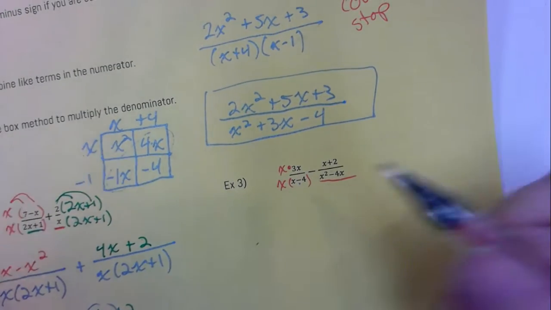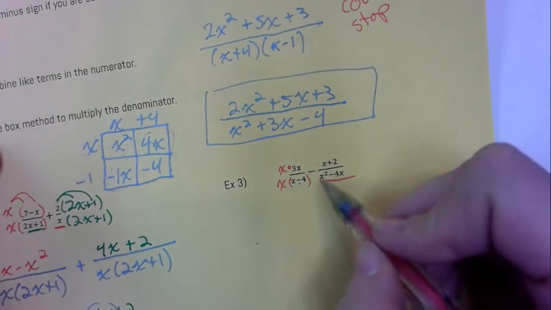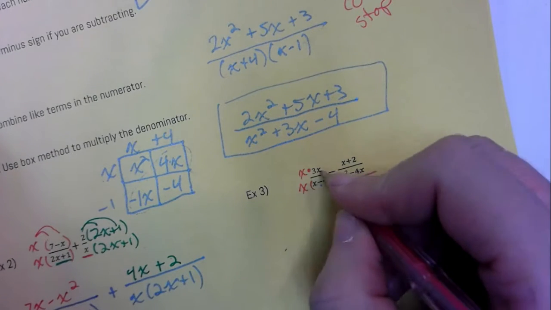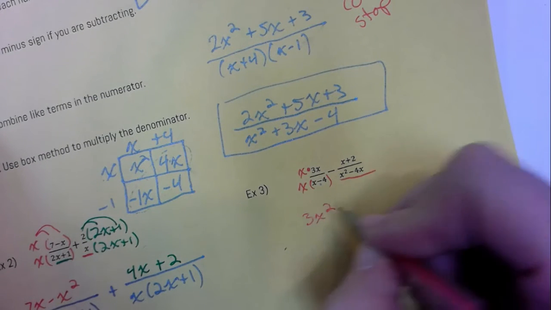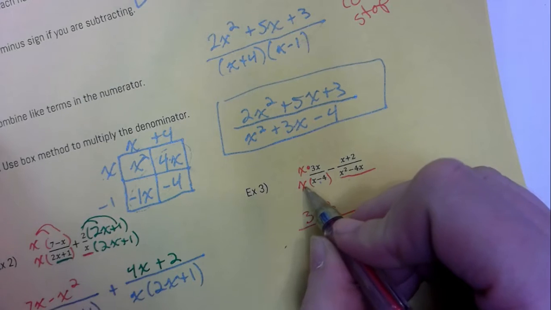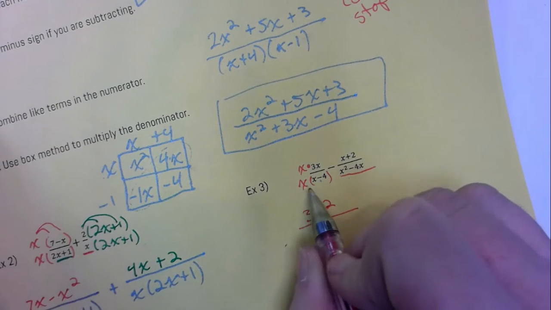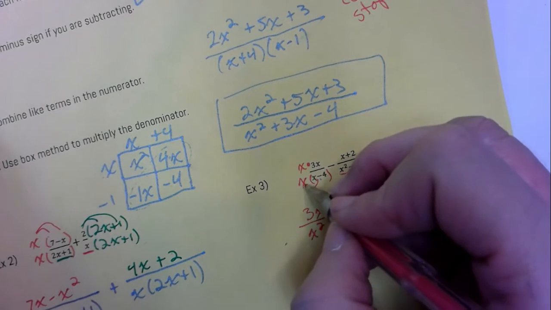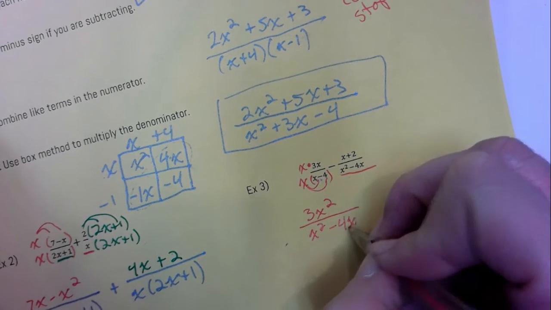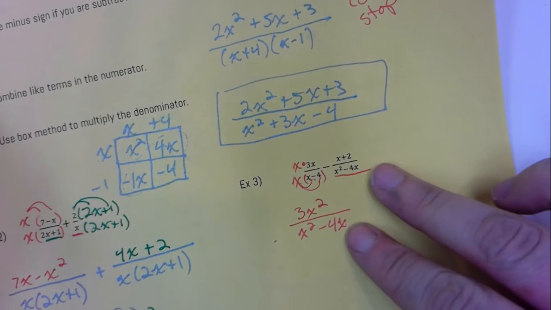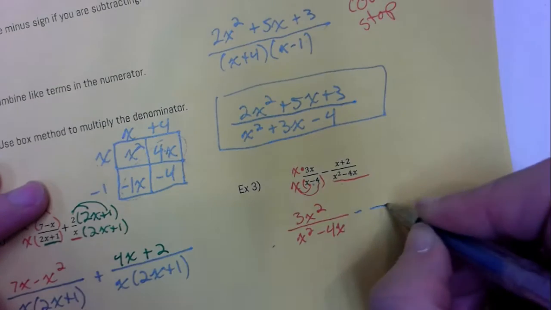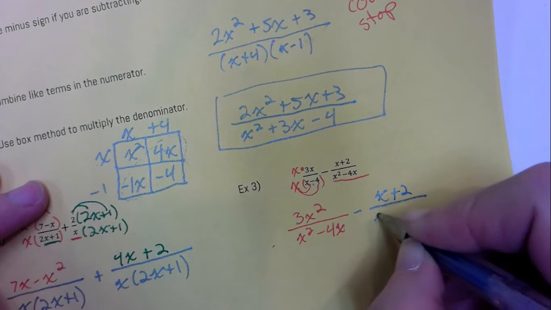So on this one, it's really less work because you don't have to multiply this fraction by anything at all. You can just leave it alone. And then you end up with x times 3x, which is 3x squared, over, and that's multiplied out, so let me multiply this one too. X times x is x squared, and x times negative 4 is negative 4x. And then the denominators ended up the same, so you don't have to multiply this one at all, which I think is convenient. And then minus the second fraction.